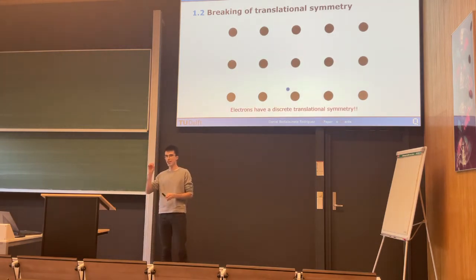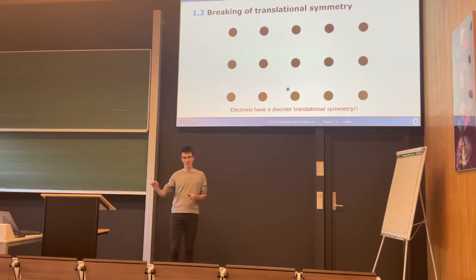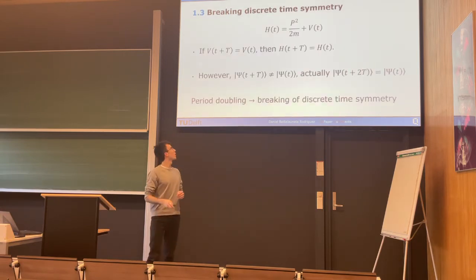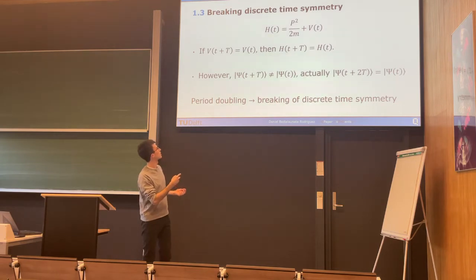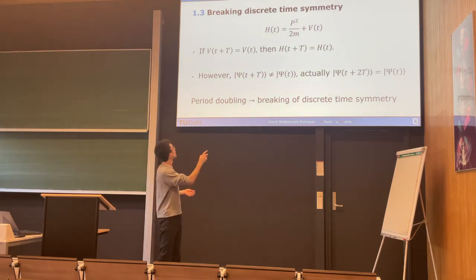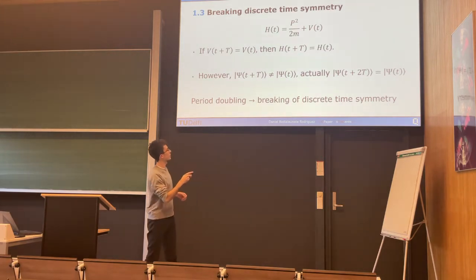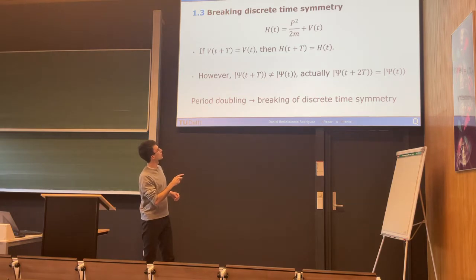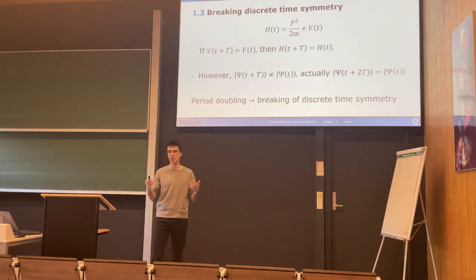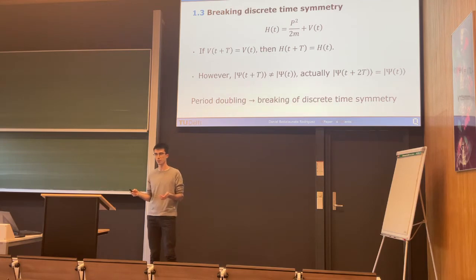Okay, now let's go to time. Imagine you have a system described by a Hamiltonian, and this Hamiltonian has a term that is time independent, and this interaction term. Let's suppose that this interaction term is periodic in time with period capital T. Then since the other term doesn't depend on time, the entire Hamiltonian is also periodic with a period capital T.